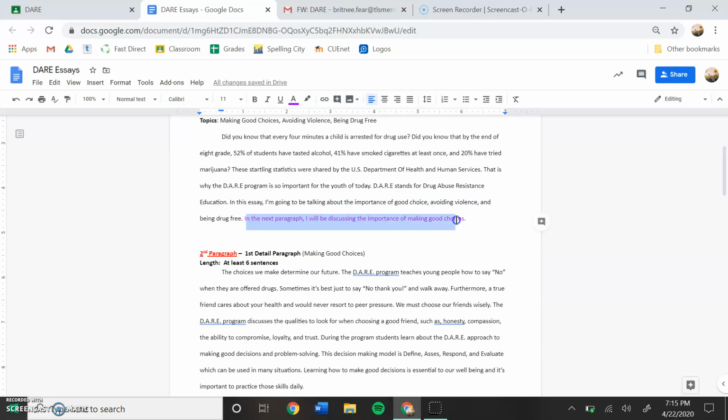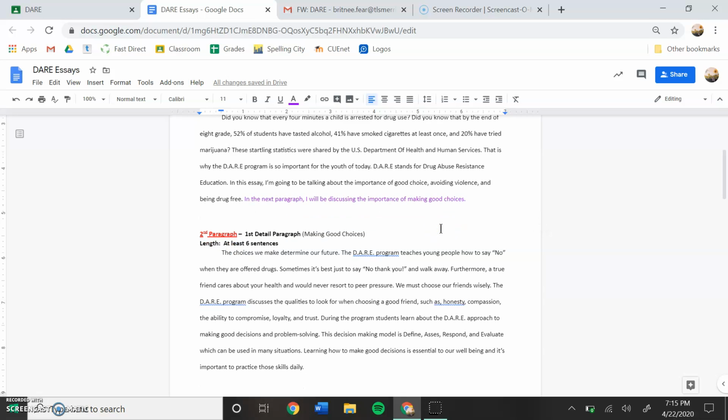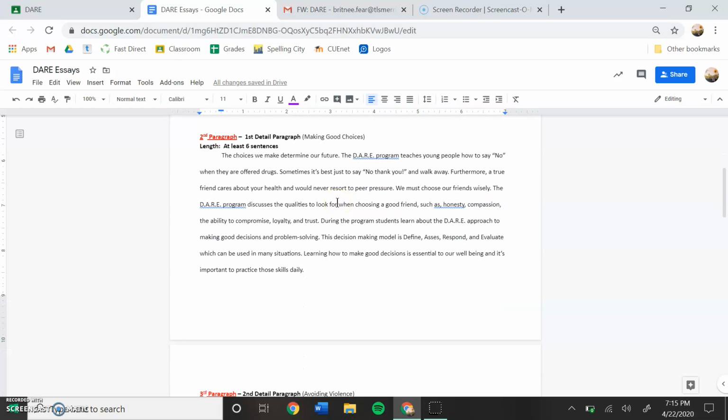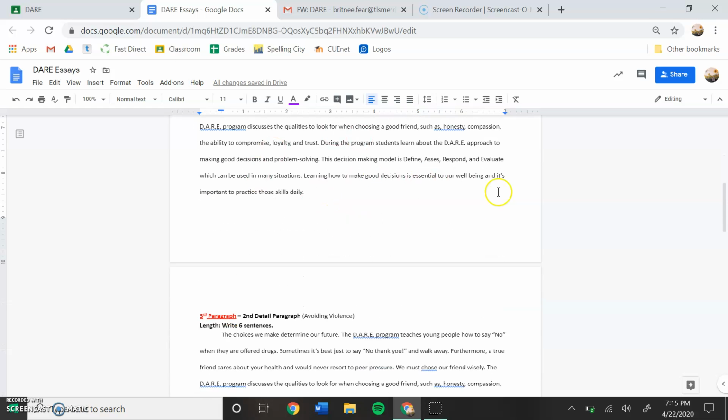So anything that's just going to kind of set the stage for what you're about to talk about in your first detailed paragraph here. Okay, I made this a different color just so that you could easily see my transition. You don't have to make it a different color on your rough draft. All right, so after I do that, I'm going to go down to my second paragraph. I read through this so I know what it says.